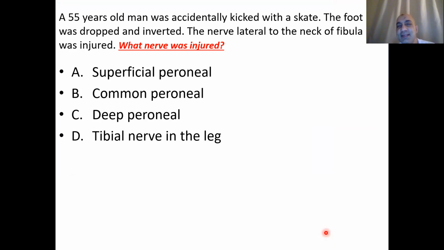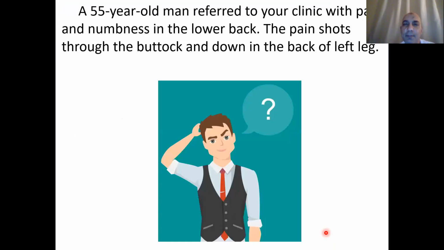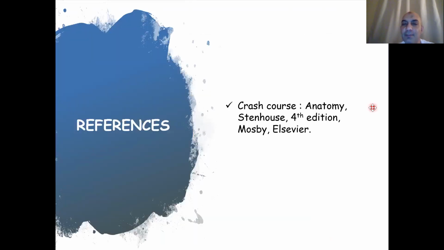This is a case scenario, and I think the proper answer is B, common peroneal nerve. I think this is talking about disc prolapse and the compression of the sciatic nerve.